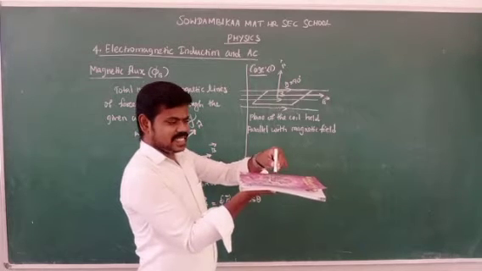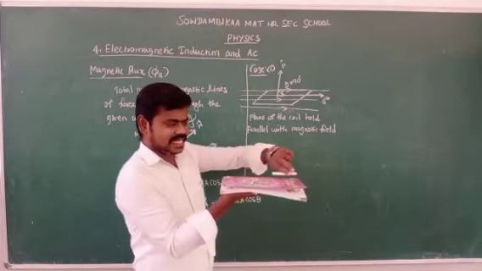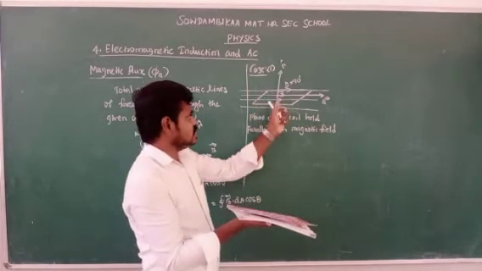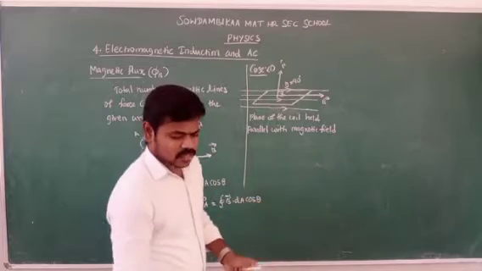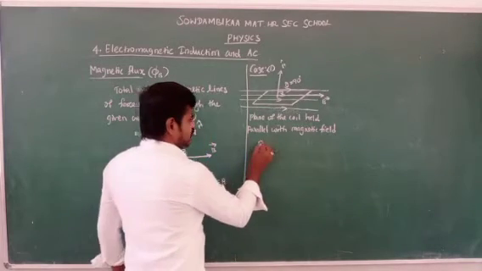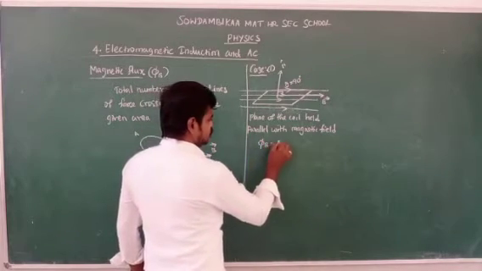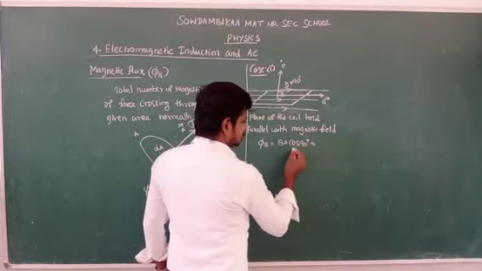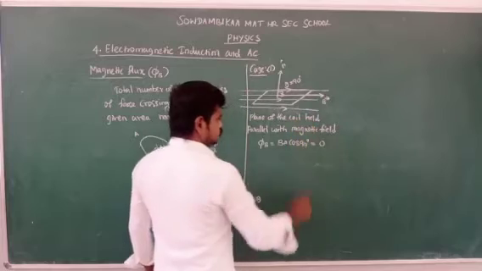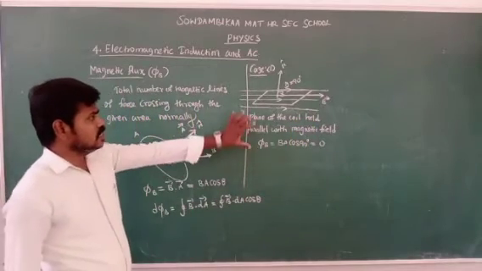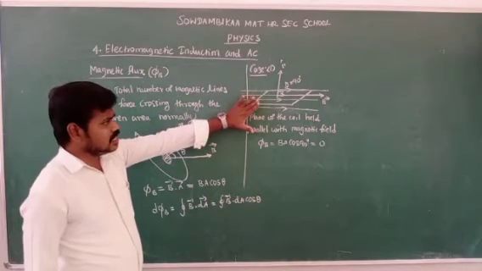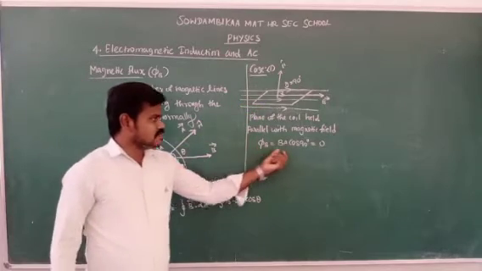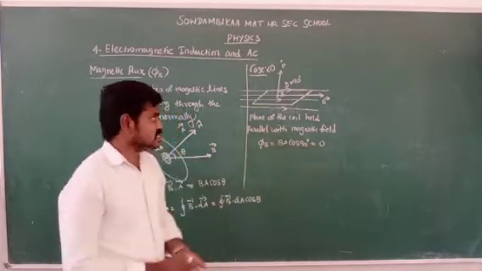So what is the angle between the magnetic field and the normal drawn to the area? 90 degrees. So the flux phi B is equal to BA cos 90 degrees. Cos 90 value is 0, so 0. When the coil is held parallel with the magnetic field, the magnetic flux is 0. Next, second one.